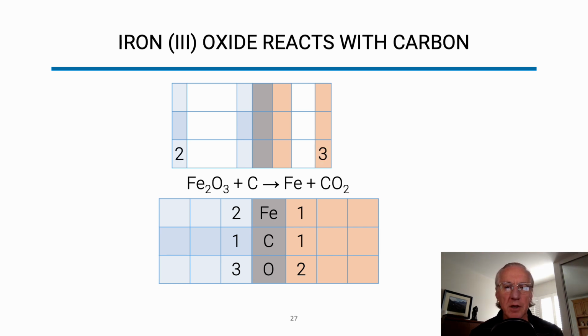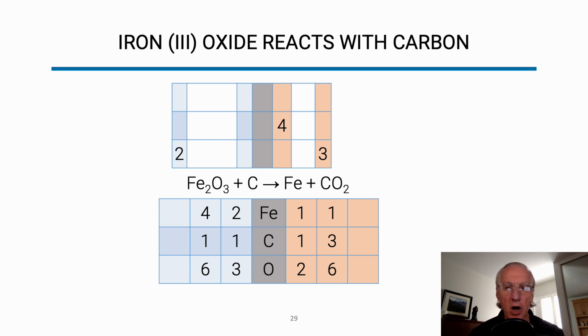This is where it gets a little tricky, because in order to balance the oxygens, we're going to have to get to 6 on each side. In order to do that, we're going to have to multiply the iron 3 oxide by 2 and the carbon dioxide by 3. That does, in fact, get us 6 oxygens on each side, and now we have 1 carbon on the left but 3 on the right, and 4 irons on the left and only 1 on the right.